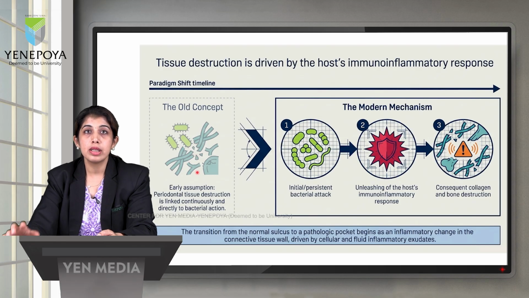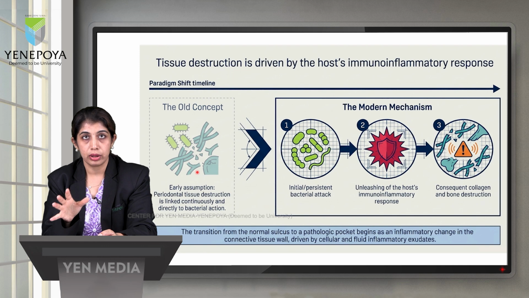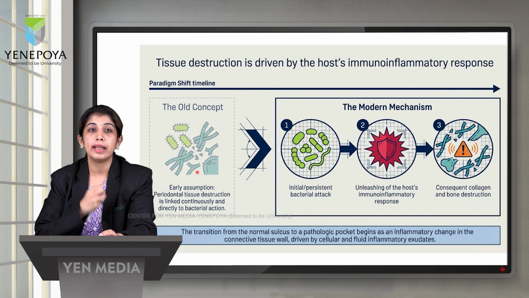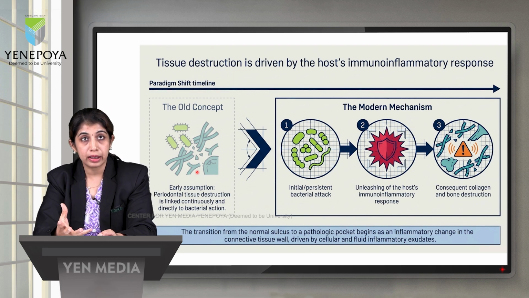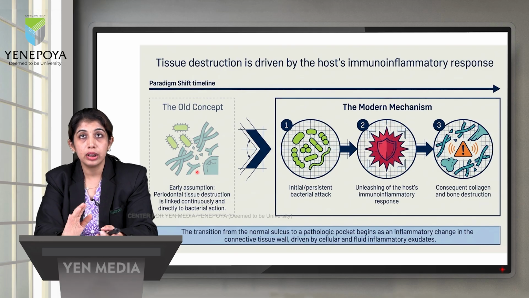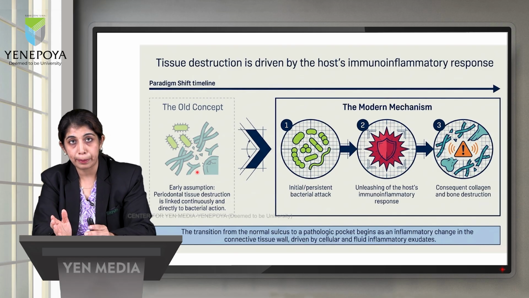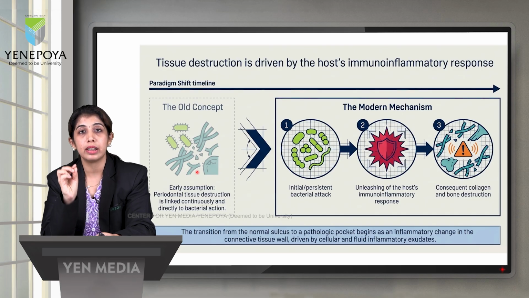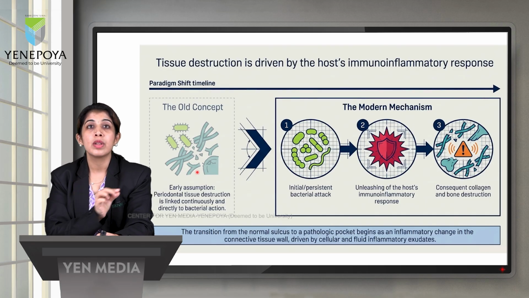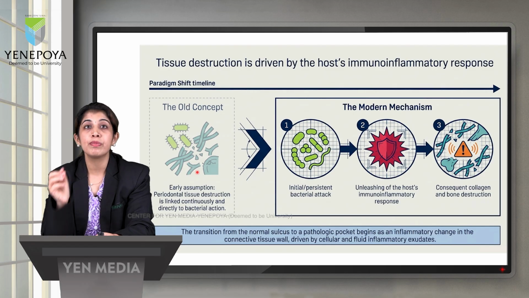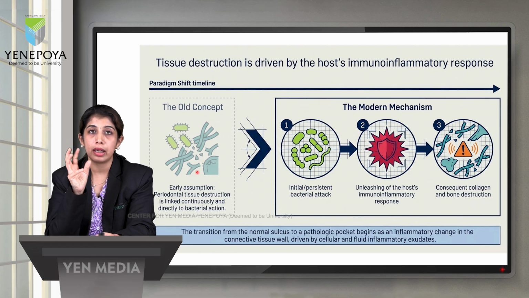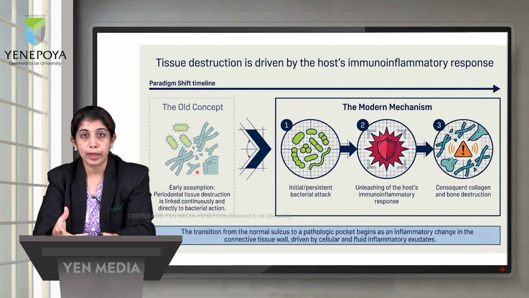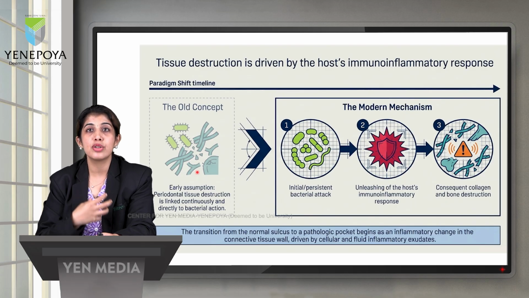The old concept was that periodontal tissue destruction is linked with bacterial action. That means it's the amount of bacteria and the action portrayed by the bacteria that is causing the disease. However, the modern paradigm shift is that there is a bacterial attack, which is the initiation. Without a bacterial attack, without biofilm or plaque, you cannot have periodontitis. Once there is a bacterial attack and toxins, lipopolysaccharides and endotoxins are released by these microorganisms, your host tends to defend against it.